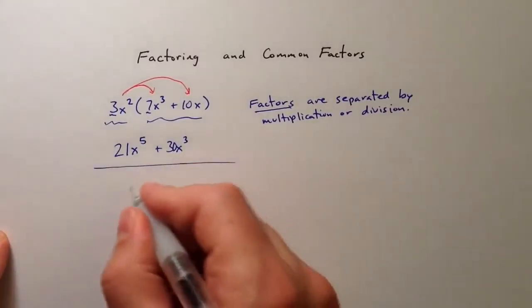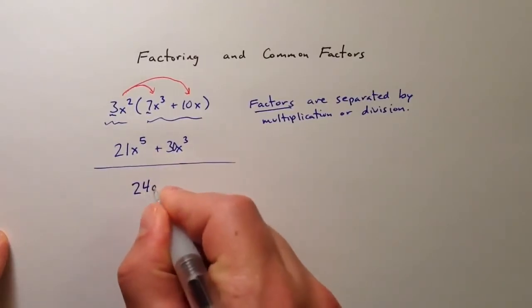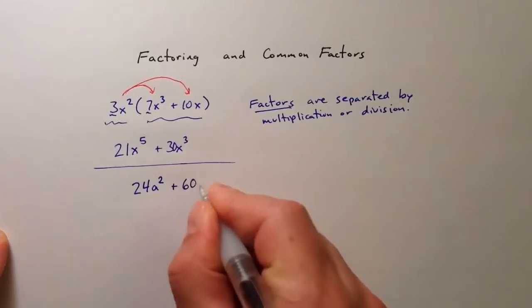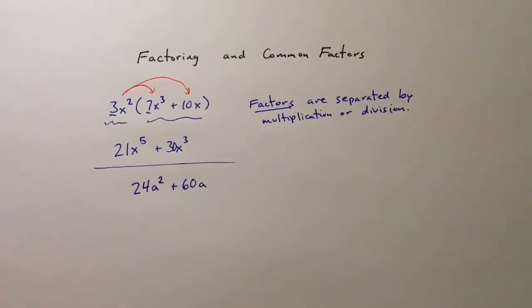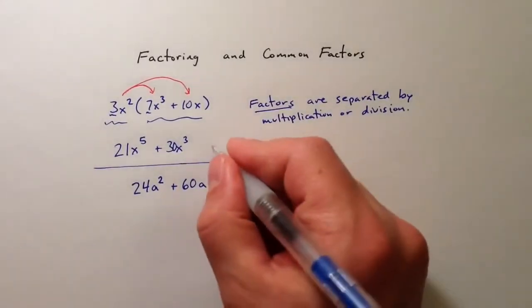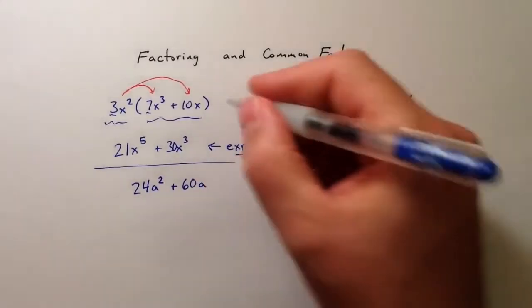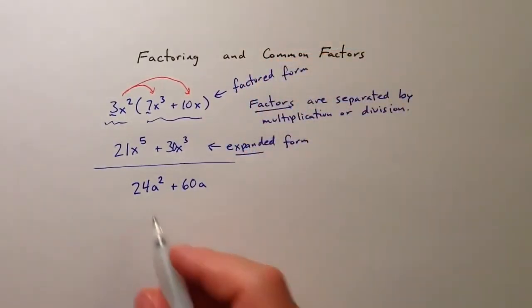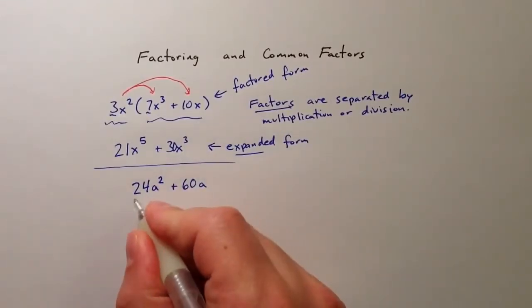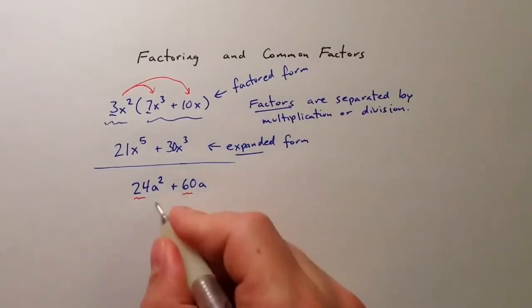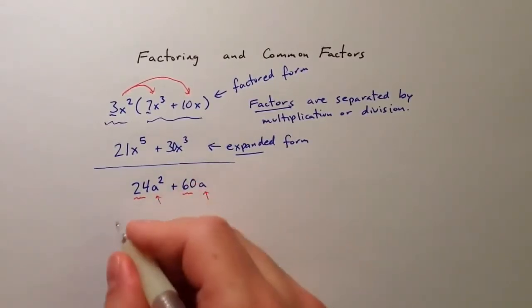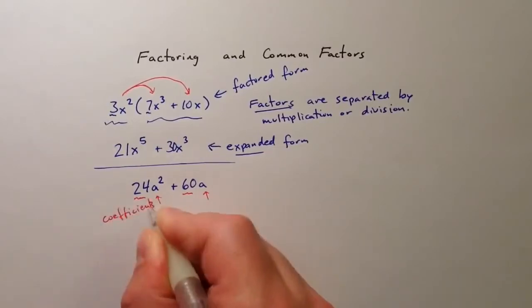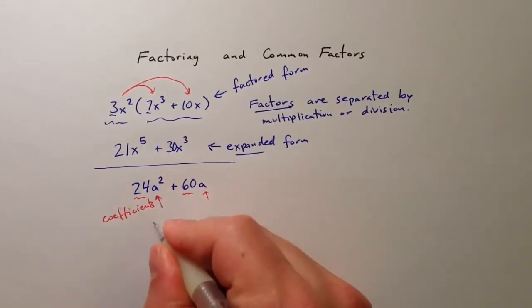So, for example, we might have an expression like 24a squared plus 60a. This expression is in the expanded form, and I would want to figure out how to turn that into a factored form. Given something in an expanded form, there are two things I want to look at: the numbers in front and also the variable part. The numbers in front are called the coefficients, and the variables are the variables.